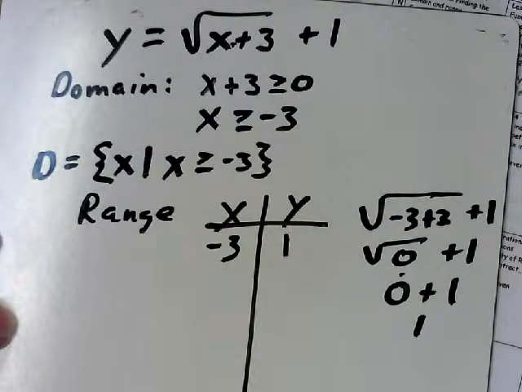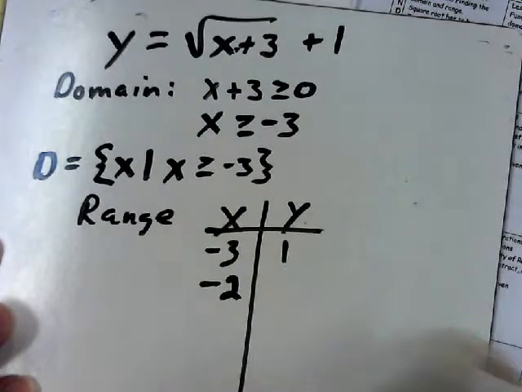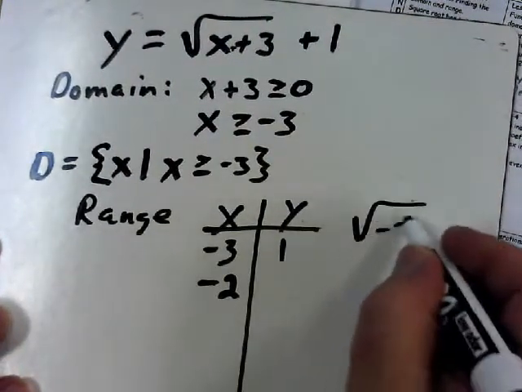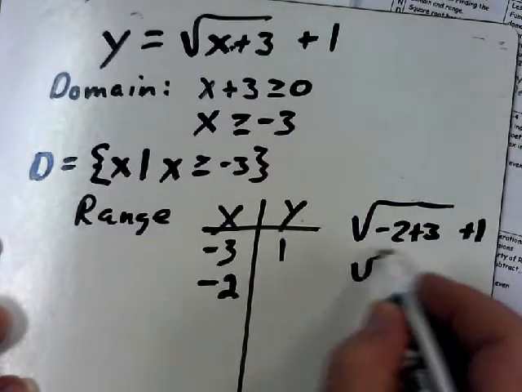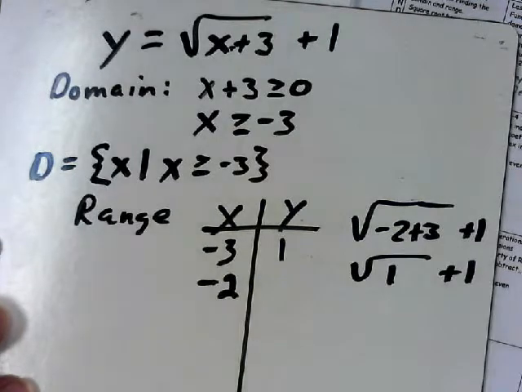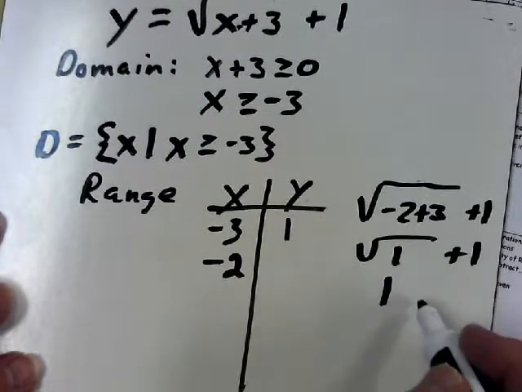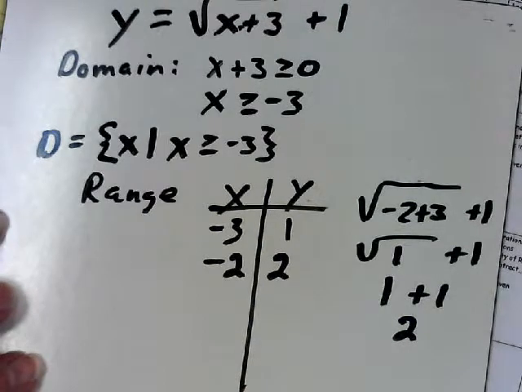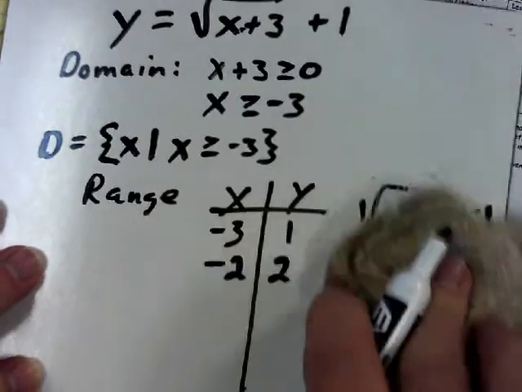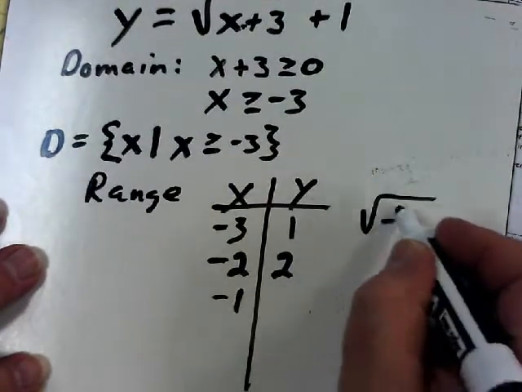Okay. Go to negative 2. So I go to a negative 2. Then if I did my work over here, I'd have a negative 2 plus 3, which is 1. The square root of 1 is 1, plus 1 gives you 2. I bet the next one's 3. I bet it's 9. Bet it's not. Nice try. So I put in a negative 1, so I'd have a negative 1 plus 3.